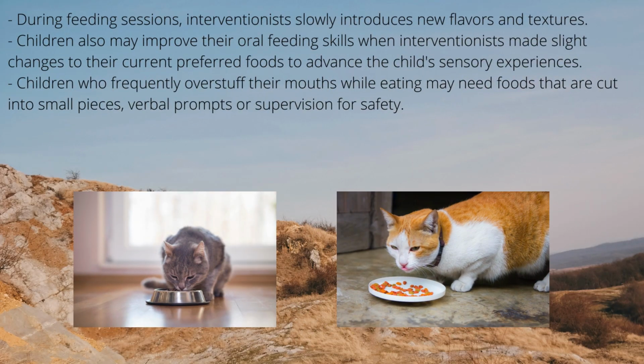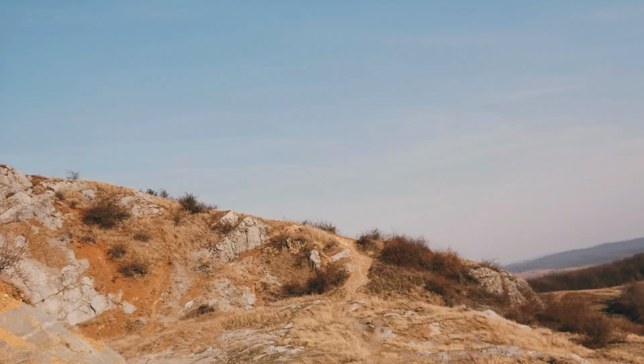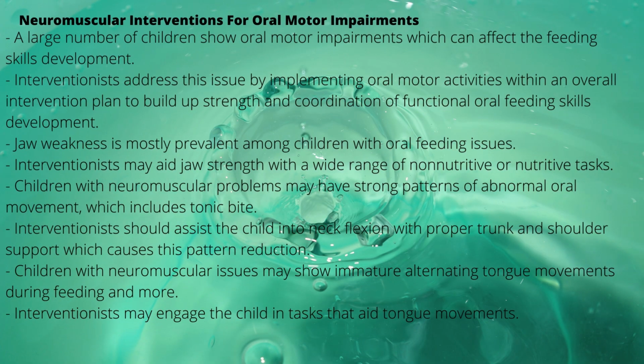During the feeding sessions, interventionists slowly introduce new flavors and textures. Children also may improve their oral feeding skills when interventionists make slight modifications to their current preferred foods to advance the child's sensory sense, such as thickening the food, changing the food temperature, and more. Children who frequently overstuff their mouths while eating may need foods that are cut into small pieces, verbal prompts, or supervision for safety reasons.